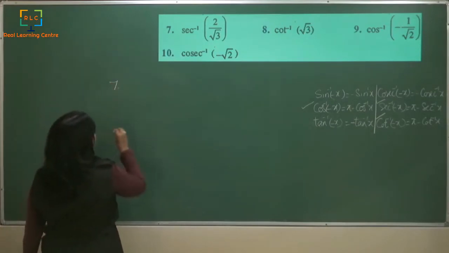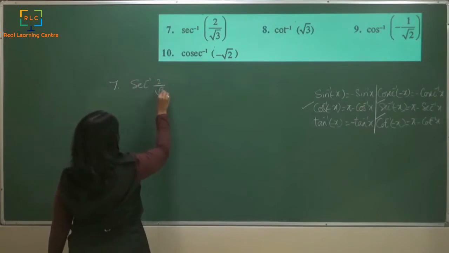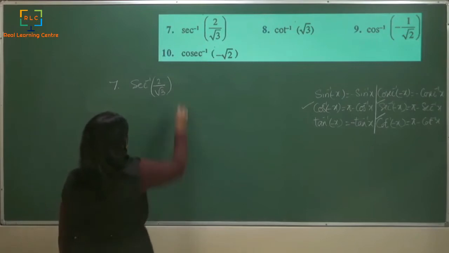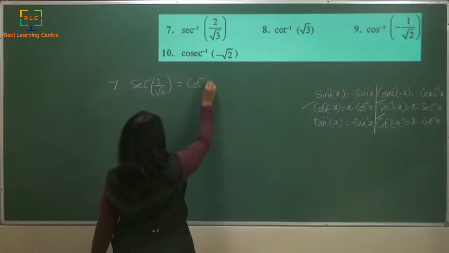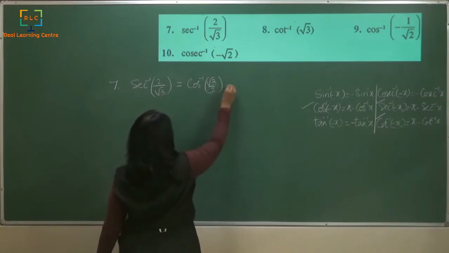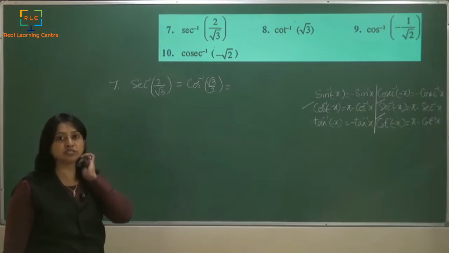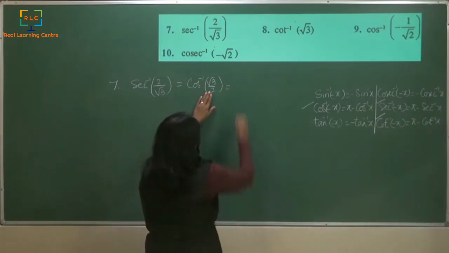You have question number 7, that is secant inverse of 2 by root 3. I shall convert the secant to cos, then this becomes cos inverse of root 3 by 2. So cos of what degree is equal to root 3 by 2? You are supposed to write in radians. It is 30 degree. So it is pi by 6.